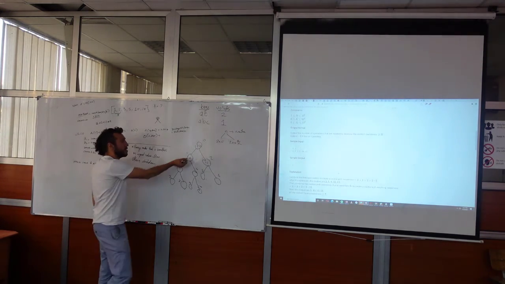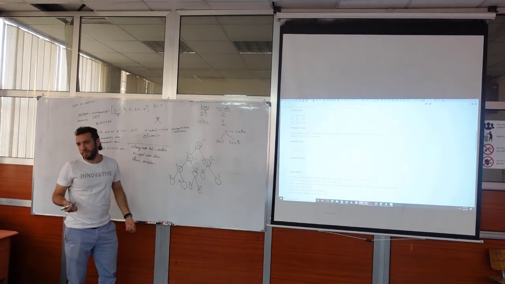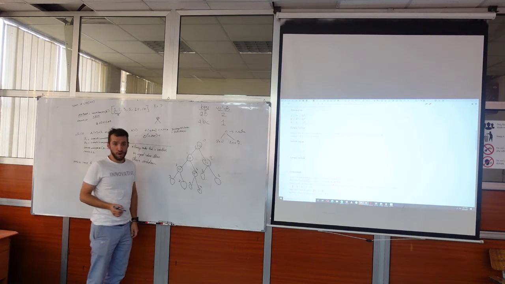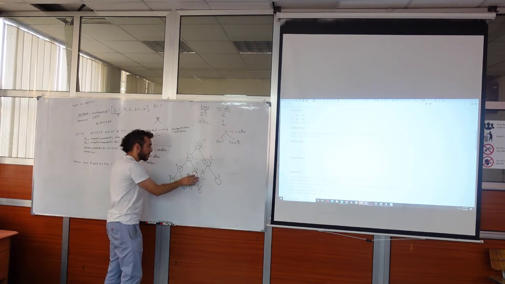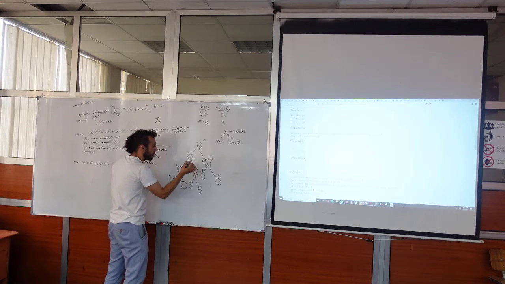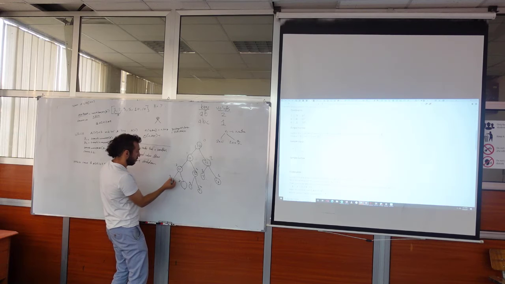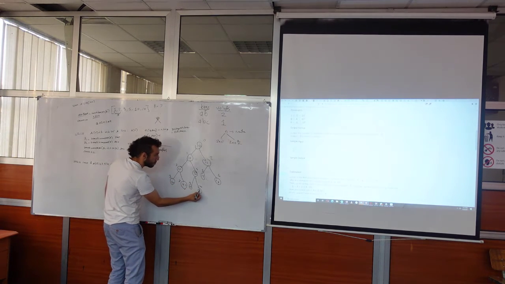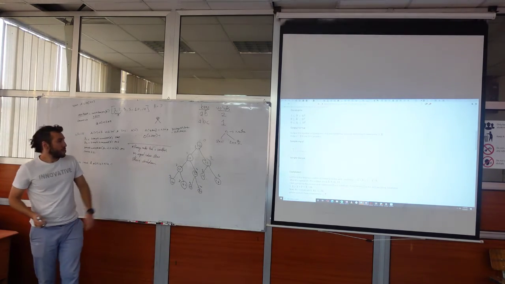Now let's see. This is 19. Can I have 35 here? Yes. Can I have 15 here? No, because it's going to be smaller than 19. So this cannot be 15. Let's say this is 35. And let's say we have 15 here, 19 here, 40, 41, 45, and 37. So, is this a heap?